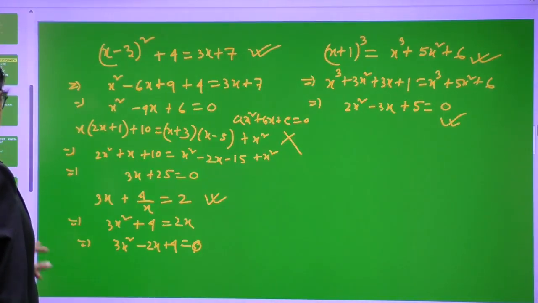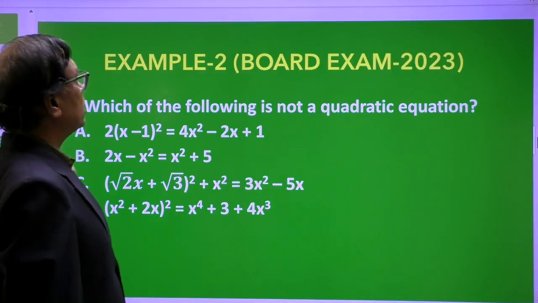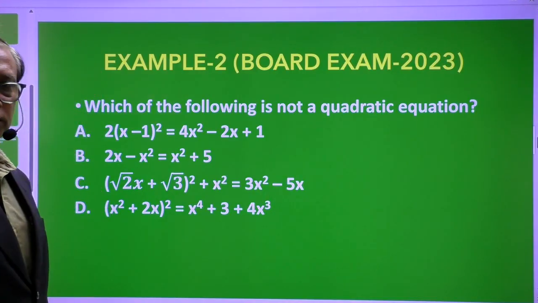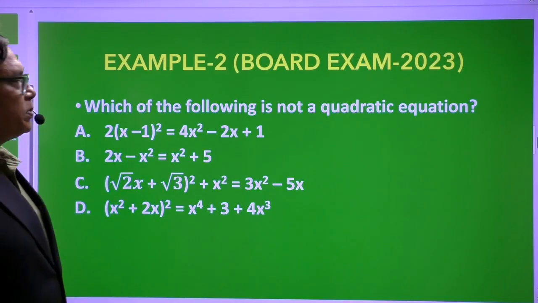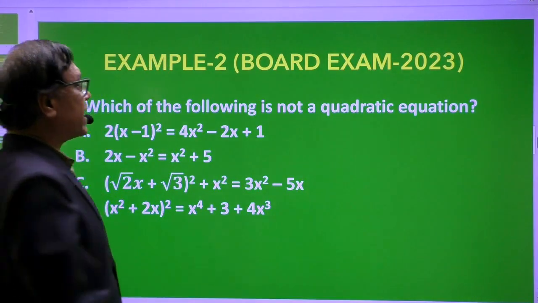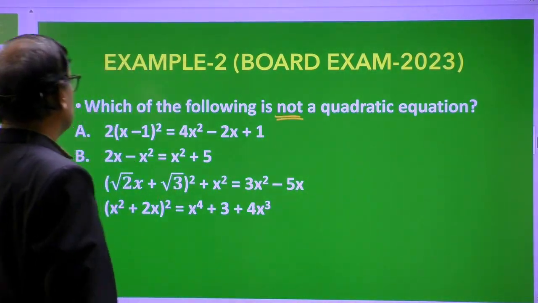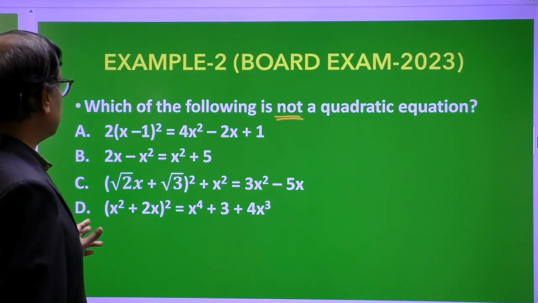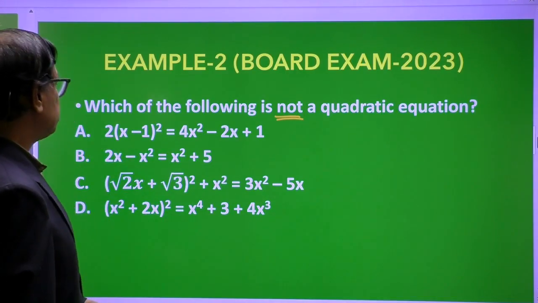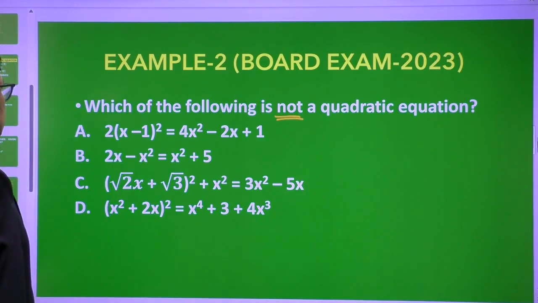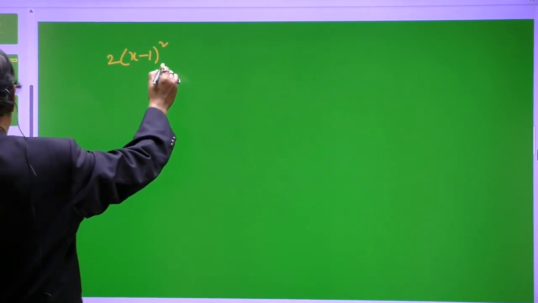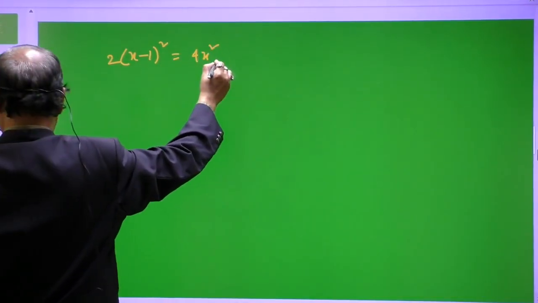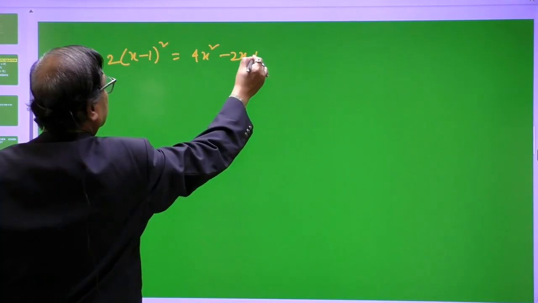Now, one example, and this sum came in the 2023 board exam. Which of the following is not a quadratic equation? Be careful, which of the following is not a quadratic equation. To solve it, first take the first option. 2 into x minus 1 whole square equals 4x square minus 2x plus 1.